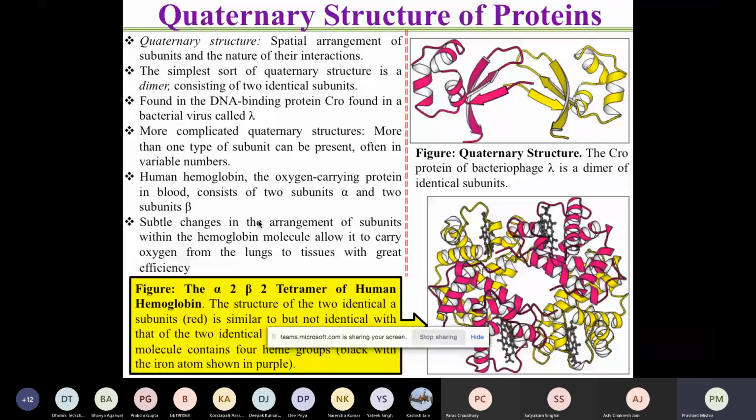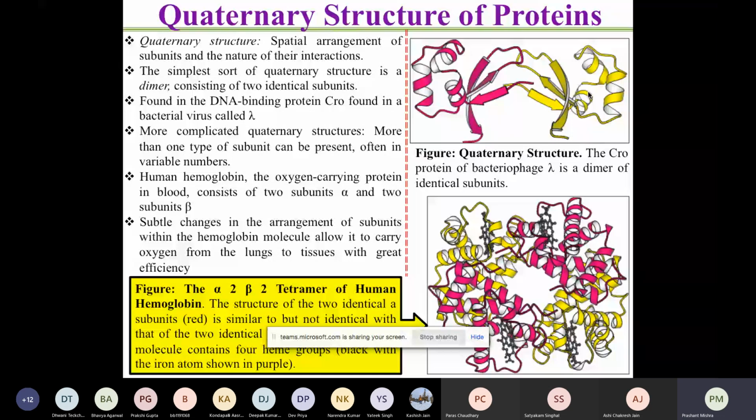You can see that there are two identical units. On one side you have magenta, on the other side you have yellow. So the spatial arrangement of subunits and the nature of their interaction, how these two subunits are arranged and how they interact with each other, is referred to as a quaternary structure. This example is a dimer, meaning two proteins, two tertiary structures interacting with each other. They may be similar structures, they may be different structures. The simplest one I'm talking about is where there are two identical subunits, two tertiary structures.